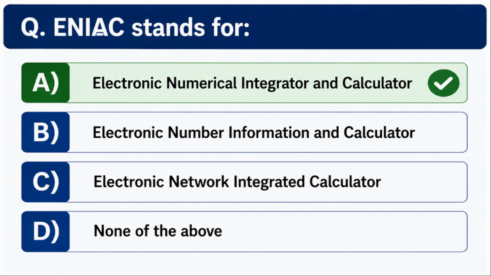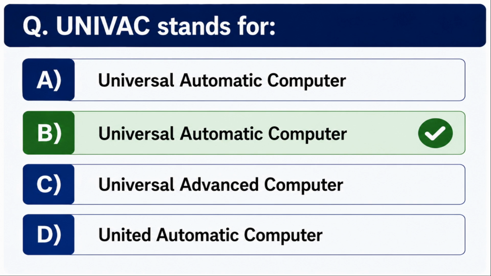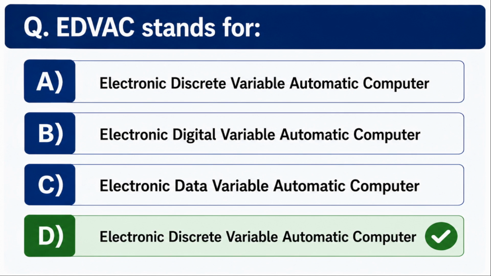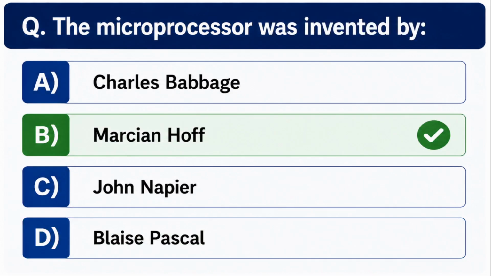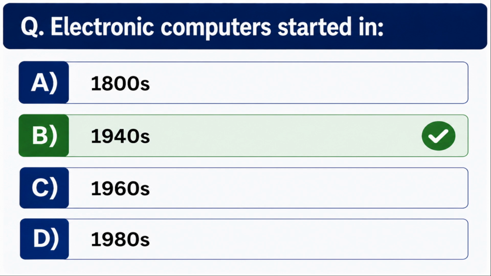E stands for Electronic, N for Numerical, I for Integrator and C for Calculator. UNIVAC stands for Universal Automatic Computer. EDVAC stands for Electronic Discrete Variable Automatic Computer. Who invented the microprocessor? American. Electronic computers started in 1940 to 1956.